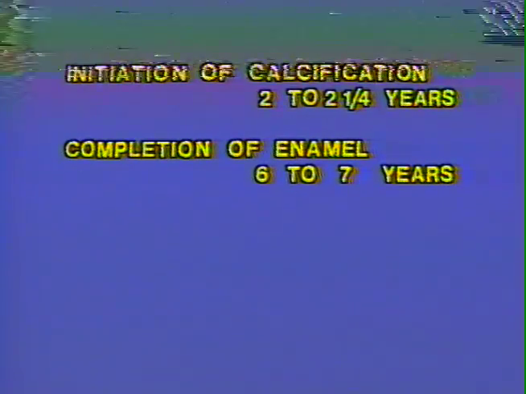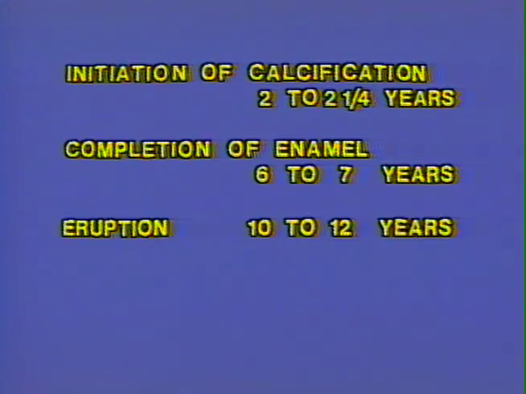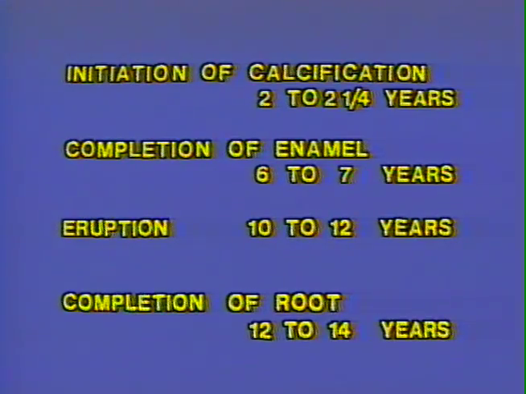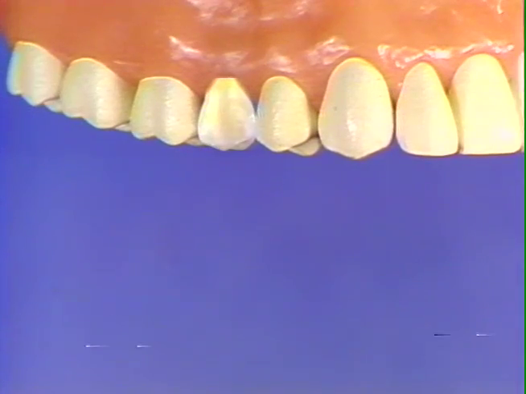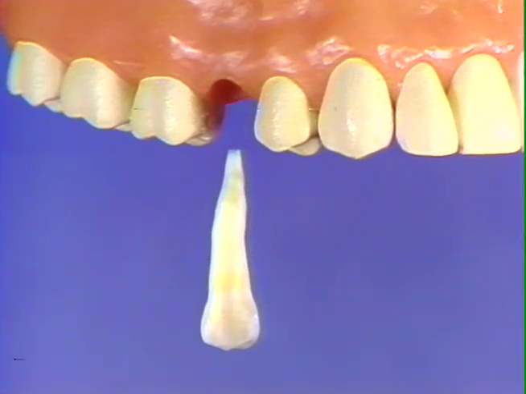The first evidence of calcification of these teeth is between 2 and 2 1/4 years. The enamel layer is completed between the 6th and 7th year, with eruption usually occurring between years 10 and 12. Root formation is completed between the 12th and 14th year. The maxillary second premolar bears a close resemblance to the maxillary first premolar and complements the first premolar in function. Consequently, from each aspect, only pertinent similarities and differences between the 2 premolars will be given.